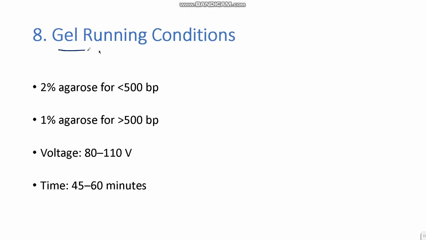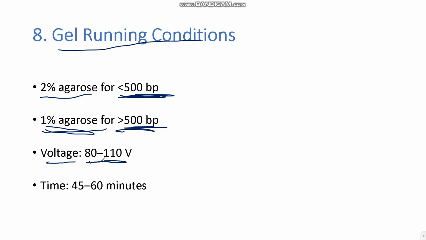And the gel running conditions must be in your mind. We use 2% agarose if your amplicon size is less than 500. If it is greater than 500 base pairs, then choose 1%. The voltage must be 80 to 110 volts, and the time must be 45 to 60 minutes.